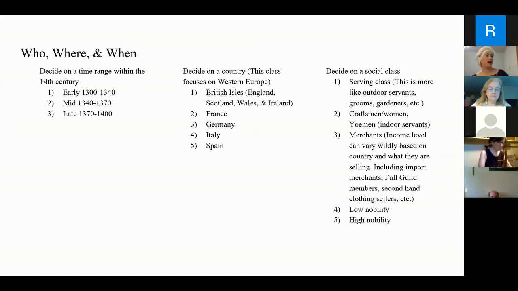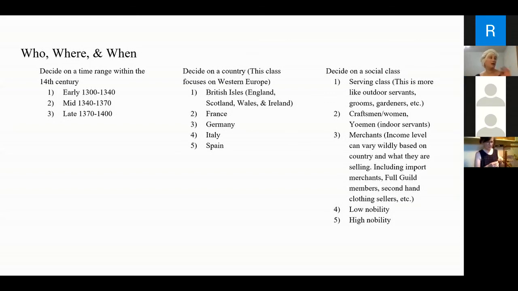And I actually have this a little bit flipped, so we're actually gonna start on the right-hand side. A lot of times I'll start with a social class. Who am I trying to portray? Am I portraying a servant, a craftsperson? Am I portraying a merchant or somebody from the nobility?